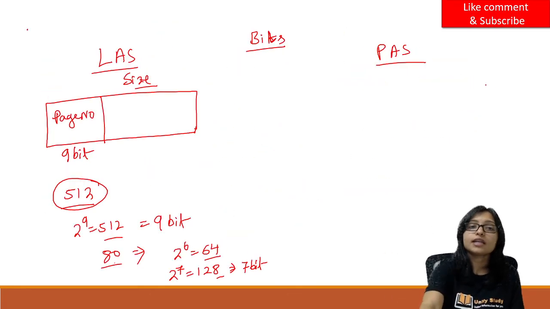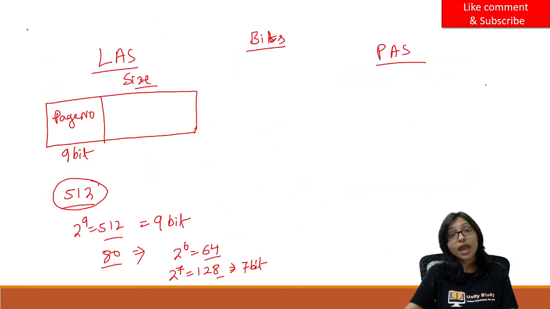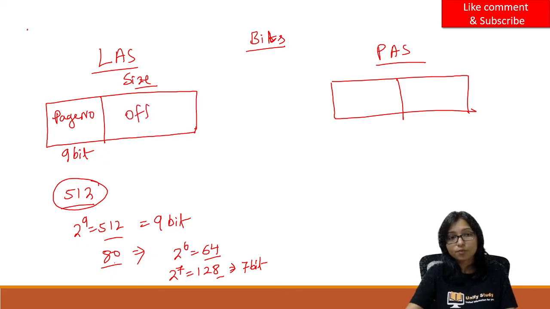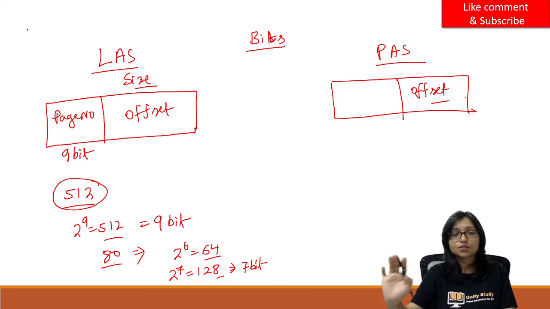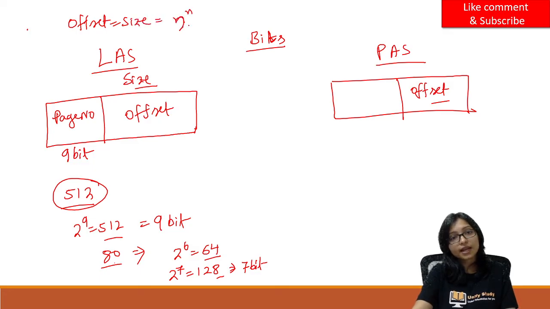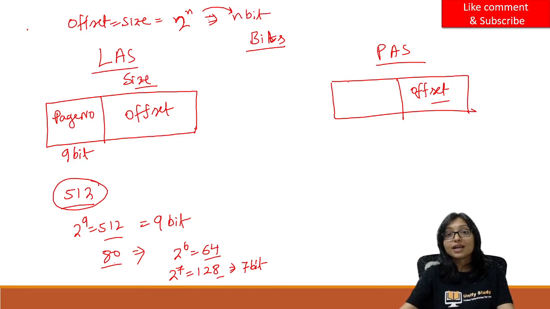So whenever it is given like that, the page size and frame size will be the same. Because if you can calculate the page size, then the frame size, here the offset, this offset and this offset will always be the same. If the page size is given, that is the frame size. If the frame size is given, that is the page size. So the offset depends on the size. Convert the size into 2 to the power n, and then the number of bits will be n bits. Clear?